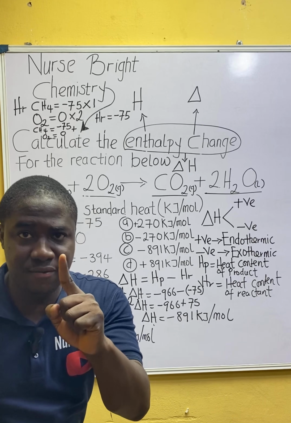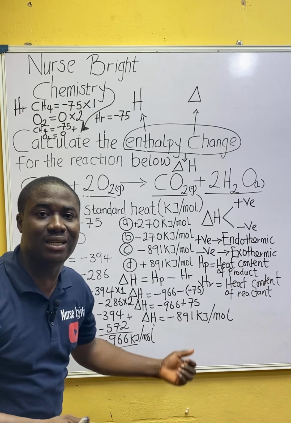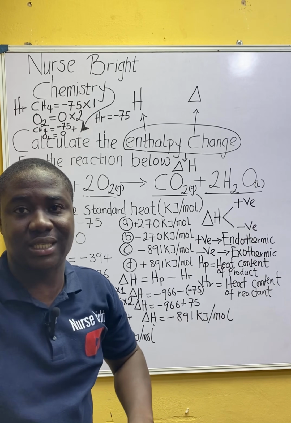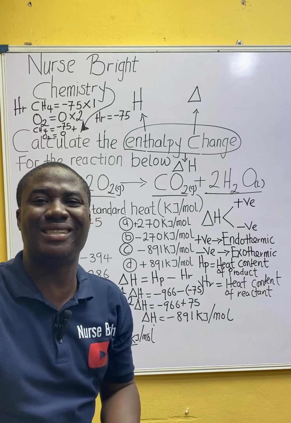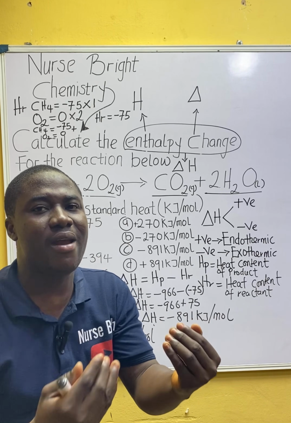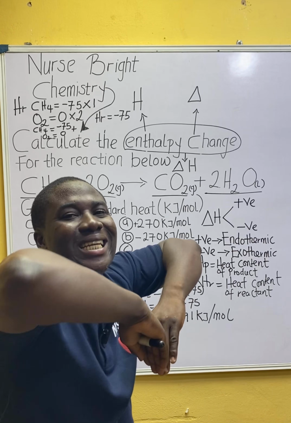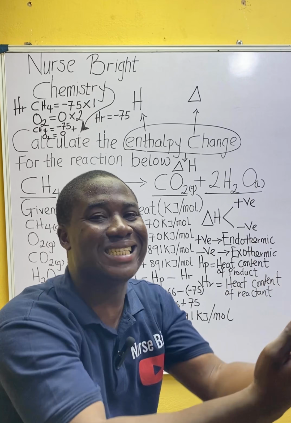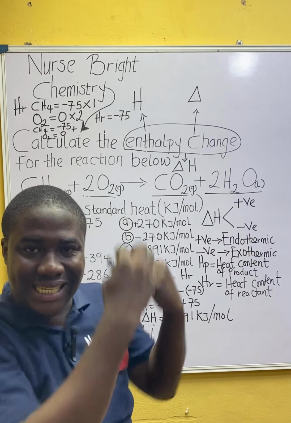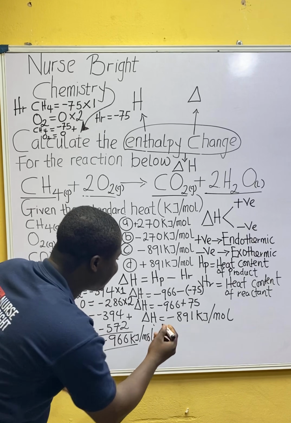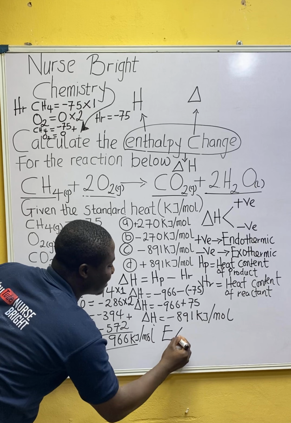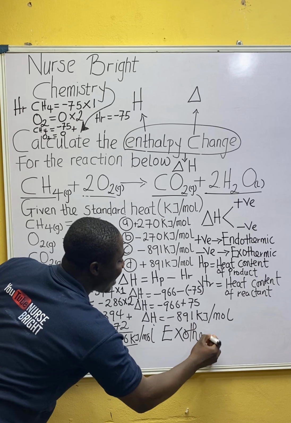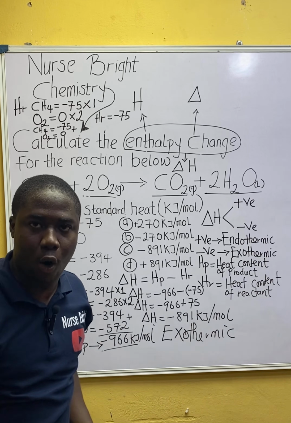Moving further, listen very well. You can see here that the value we've gotten, remember I told you guys that delta H can be either positive or negative. If the delta H you have solved for is negative, it tells you that the reaction is what? Exothermic. Heat is given off to the surrounding. But if it is positive, it means that heat is absorbed by the system or by the reaction. So in this case, delta H was negative. It means that this reaction they gave us in this question is exothermic in nature.